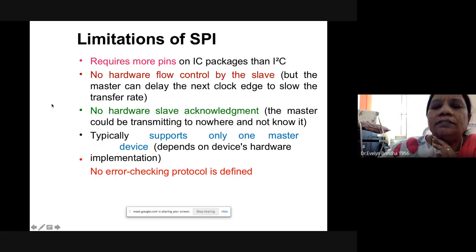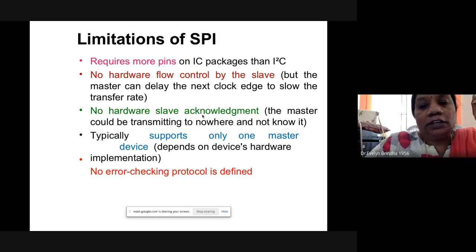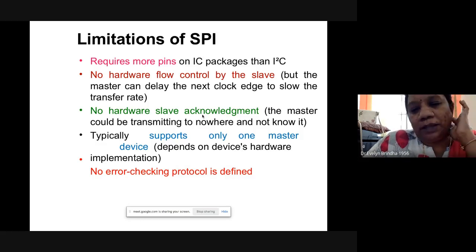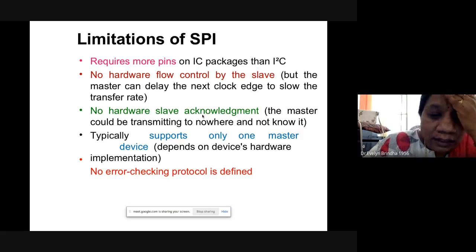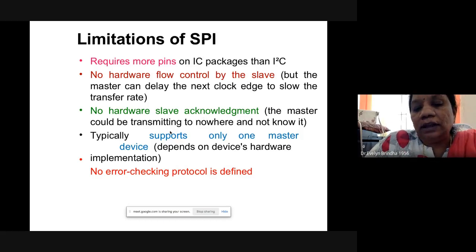Even acknowledgement is missing in this method. In the next one, I2C will have an acknowledgement signal. What do you mean by acknowledgement? When you send any data, you should receive an acknowledgement saying that I have received the data. That is missing in SPI. SPI supports only one master; you cannot have more than one master. And the last disadvantage is that there is no error checking to verify whether the data sent and received is the same. That kind of mechanism is not possible in SPI.